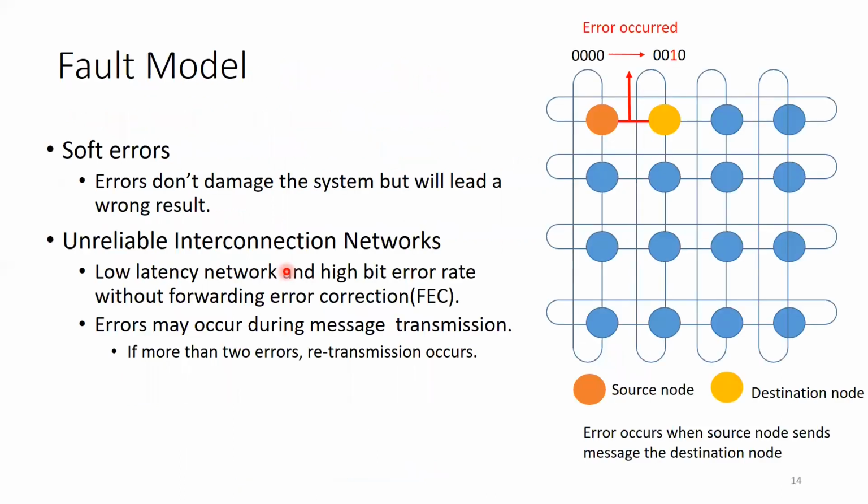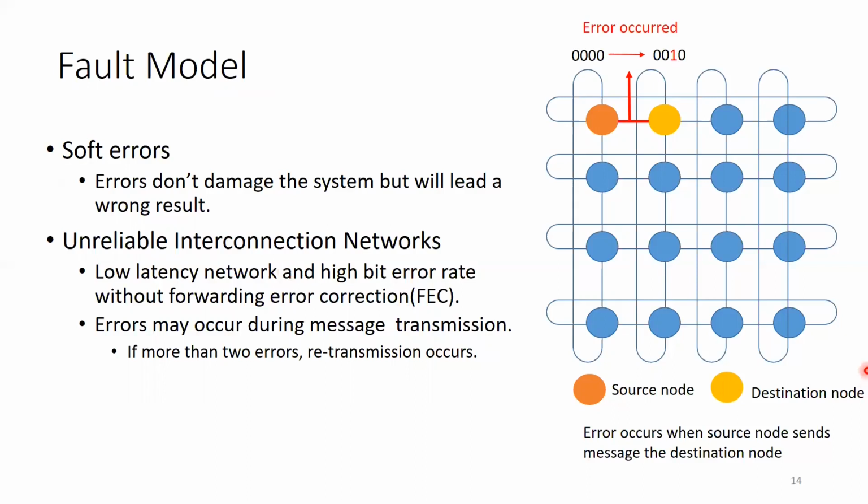The fault model also should be discussed. We assume only soft errors occur. This means errors cannot damage the system but will lead to a wrong result. We assume the interconnection network is unreliable. We do not use forward error correction to correct the transmission errors. Without the overhead of forward error correction, the latency is reduced and the bit error rate becomes larger. We assume the errors occur during message transmission.